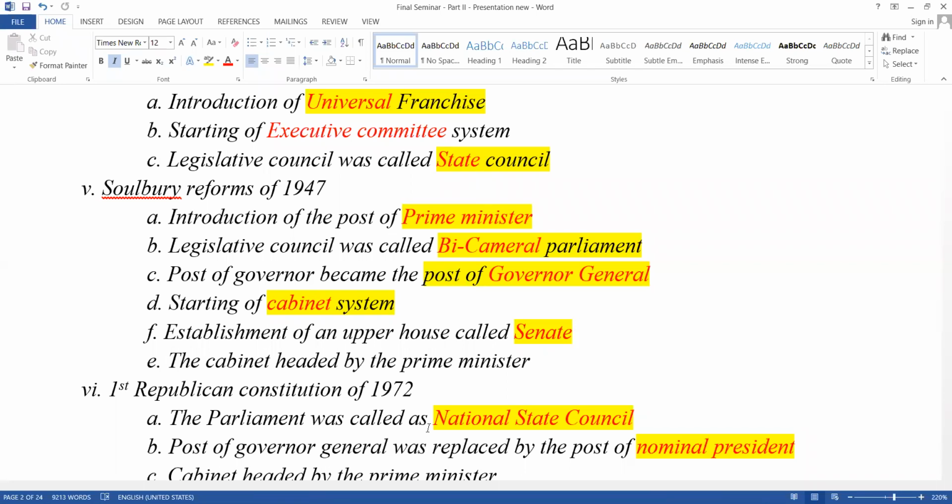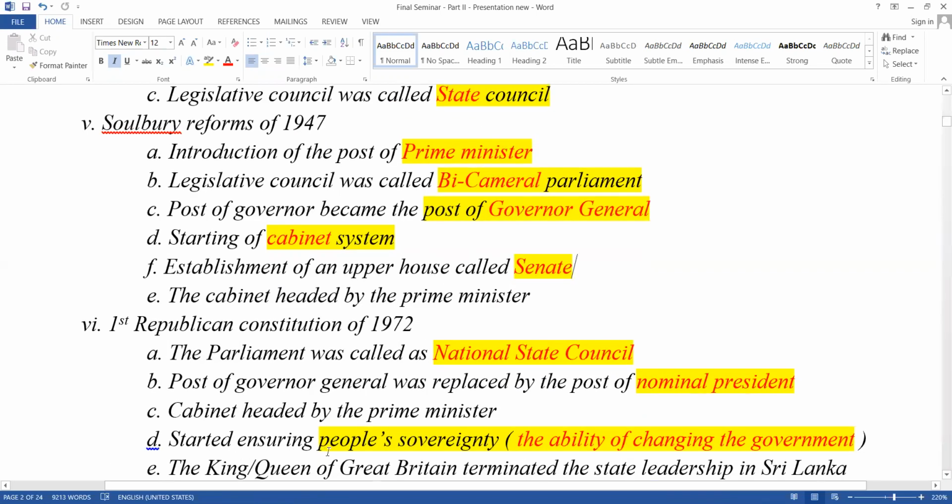The post of Governor General was abolished. In place of the Governor General, the post of nominal president was introduced. The Governor General was appointed by the Queen of England and had to work according to the wishes of the Queen of England, but this nominal president was appointed by the Prime Minister. He has no connection with the Queen of England. So because of that, we can say our people's sovereignty started. Earlier, the Queen or King of England had the power to change our government.